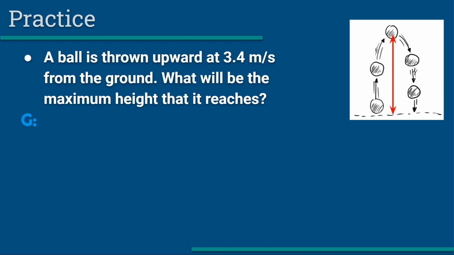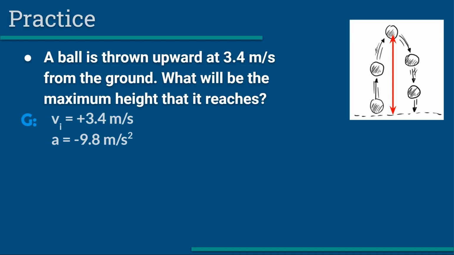This problem is from the notes in Unit 2, and it says a ball is thrown upward at 3.4 meters per second from the ground. What will be the maximum height that it reaches? And when we look at this question, it doesn't appear that we're given very much information. We know that we have this initial velocity of 3.4 meters per second upward, but that's the only number in the question. And so you have to start thinking, what else do I know about this scenario?